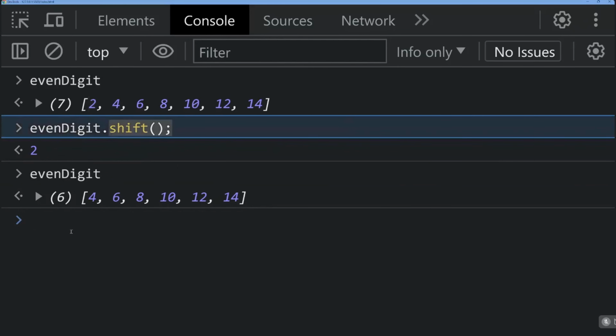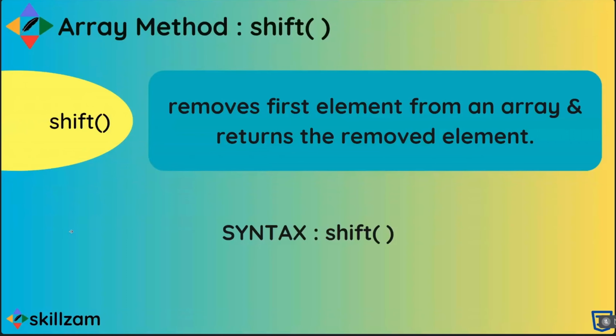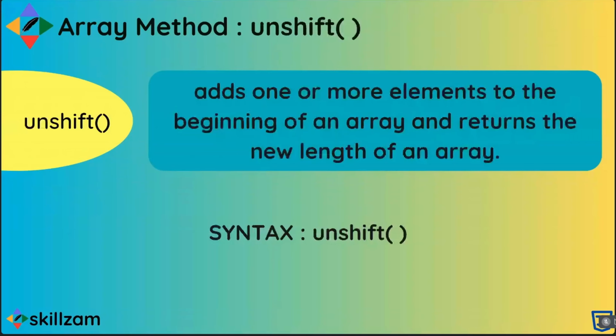All right, then the next one is unshift, which is undoing what shift does. Instead of removing, it is adding. It adds one or more elements to the beginning of an array and returns the new length of the array. It is somewhat like the push method. Push does it at the end and this does it at the beginning.